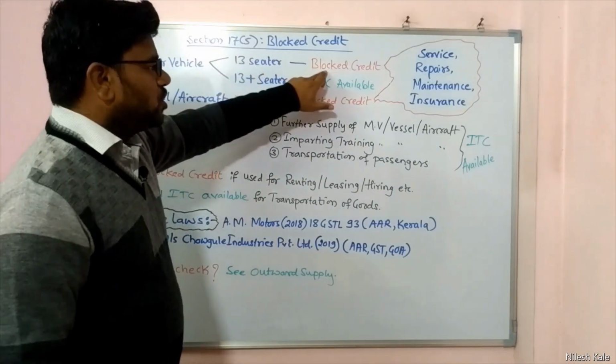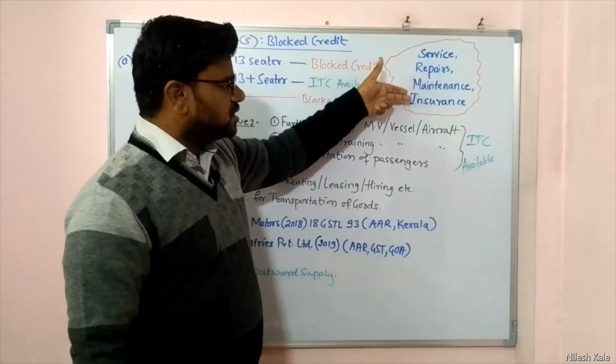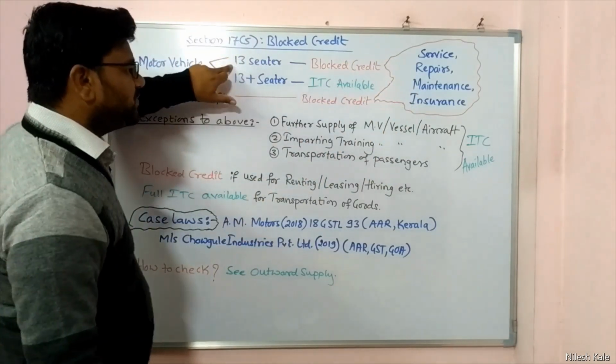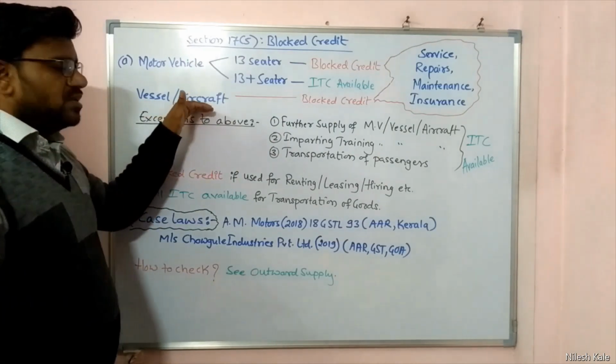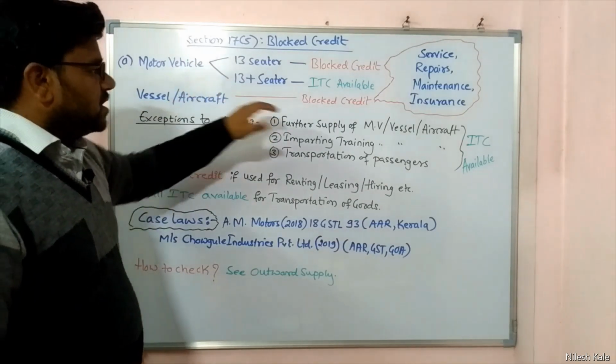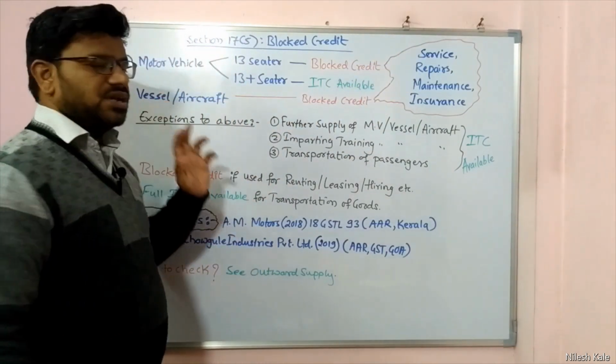If it is blocked credit for 13 seater, the service, the repairs, the maintenance, and the insurance which you have taken on such a vehicle are also blocked. A similar case goes with vessels and aircraft. They are also blocked, and these four are blocked for vessels and aircraft.